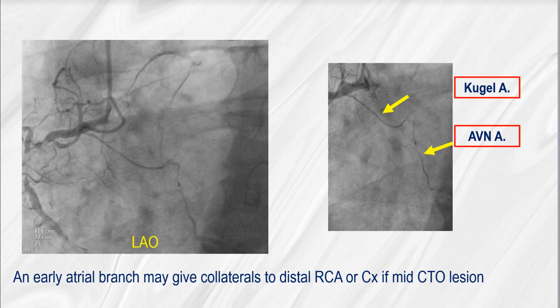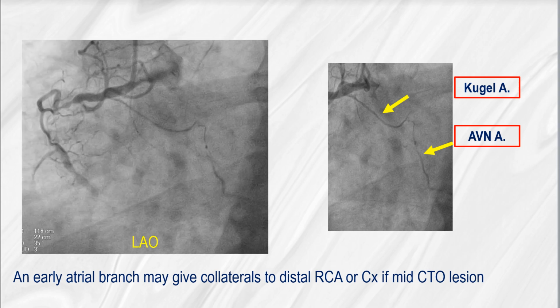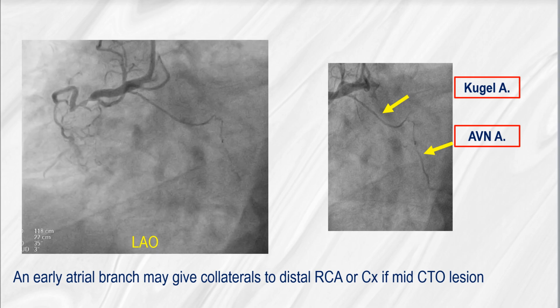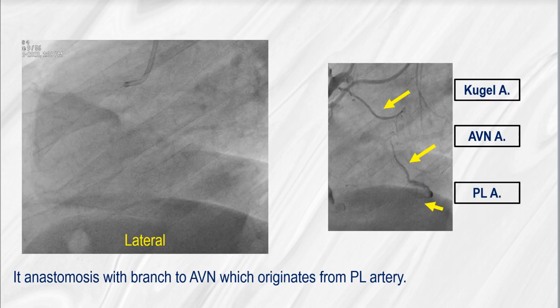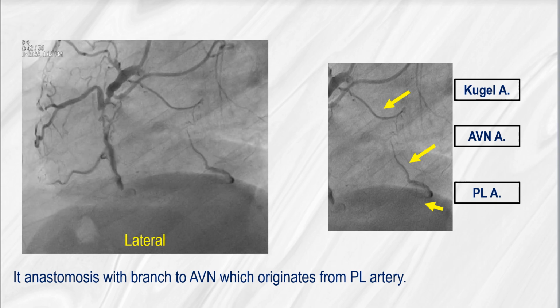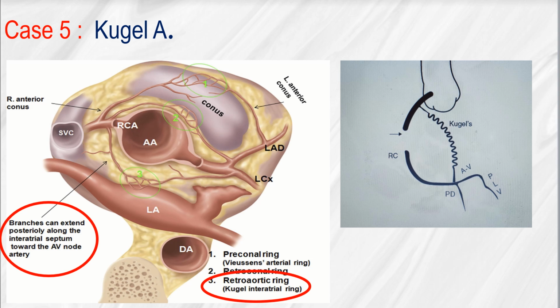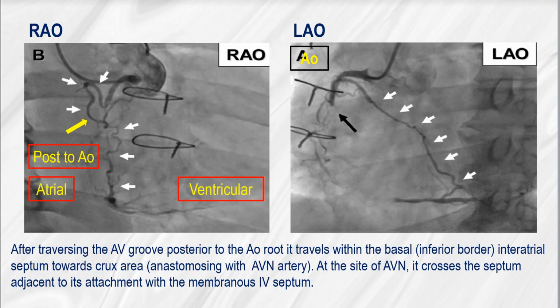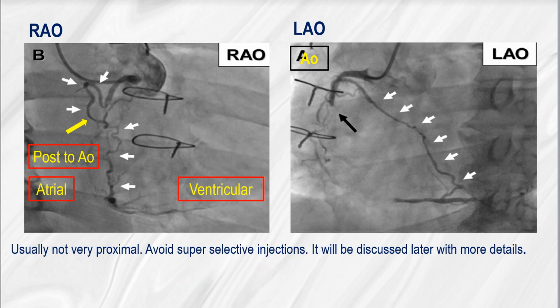Regarding case number 5, an early atrial branch may give collaterals to the distal RCA or CX if there is a mid-CTO lesion. It has an anastomosis with the branch to the AV node, which originates from the posterolateral artery. It originates at the level of the aorta with a retroaortic course. We need an RAO view to confirm its retroaortic course and an LAO or LAO cranial to confirm its anastomosis with the branch to the AV node. Usually, the origin is not very proximal. Just avoid super-selective injections.